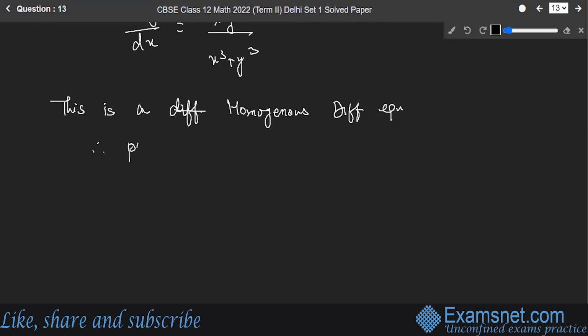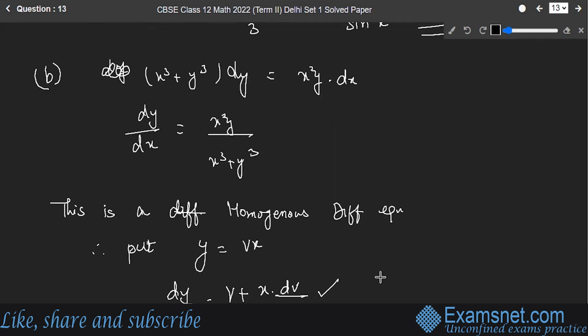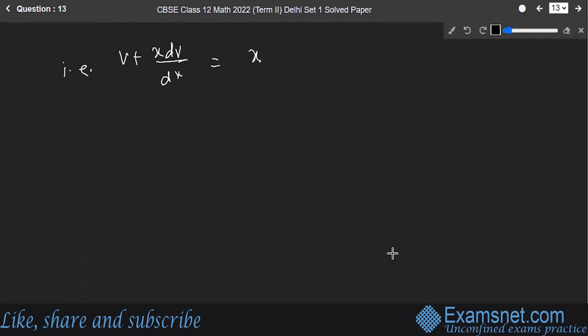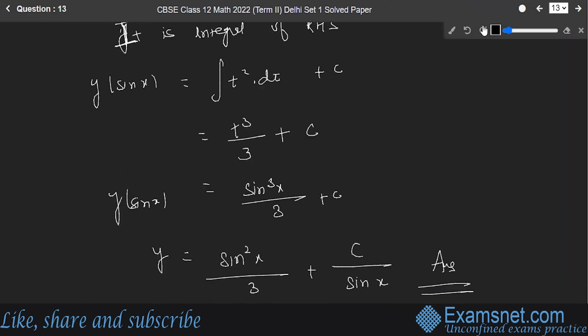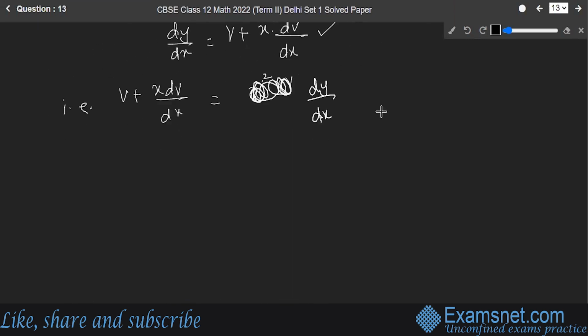Right? Therefore, let's put y is equal to vx, or dy by dx is equal to v plus x into dv upon dx, that is, first function into derivative of second plus second function into derivative of first. This is the one. So that is, you can write it as v plus x dv upon dx is equal to dy by dx. Let's write it clearly. What was dy by dx?